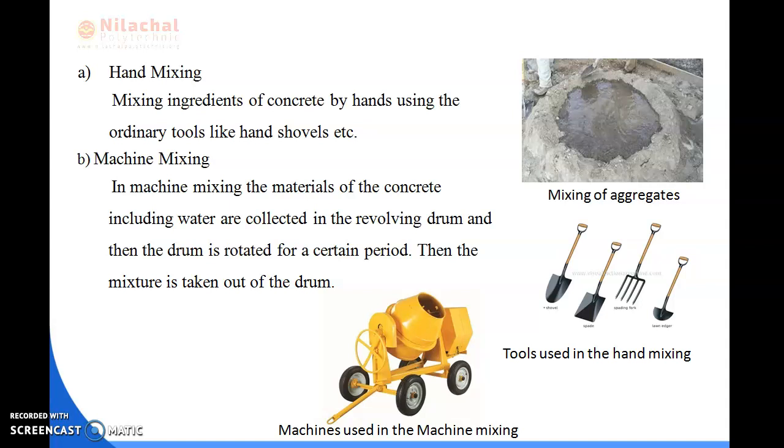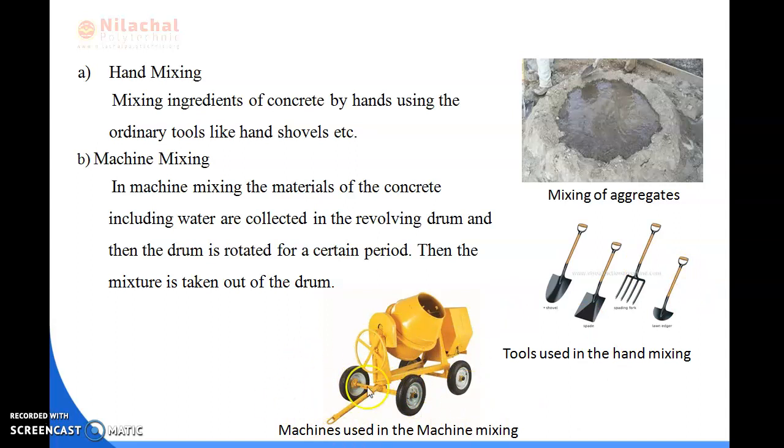So in the machine mixing, all the materials, that is fine aggregates, coarse aggregates, cement and water, are mixed with each other in a revolving drum, and then that drum is rotated for a certain period. Then the mixture is taken out of the drum.